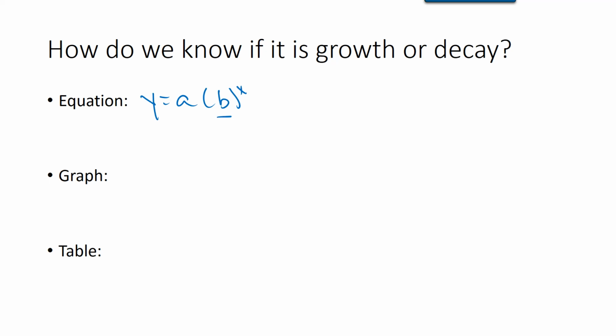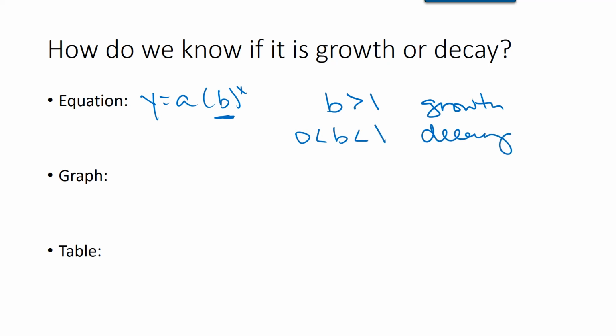And what we look at is that b value. If that b value is greater than 1, then it's growth. If that b value is between 0 and 1, it's decay. And that's the only thing we need to look at. We just need to look at that b value. Okay? If it's something other than that, like a negative number, it's neither growth nor decay. And I'm not going to give you any problems like that. You're just going to have to make the distinction: is that b value bigger than 1, or is that b value between 0 and 1?